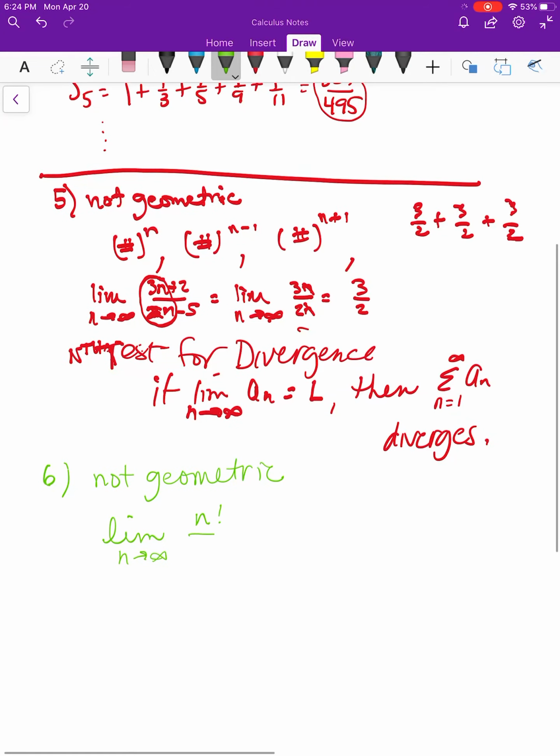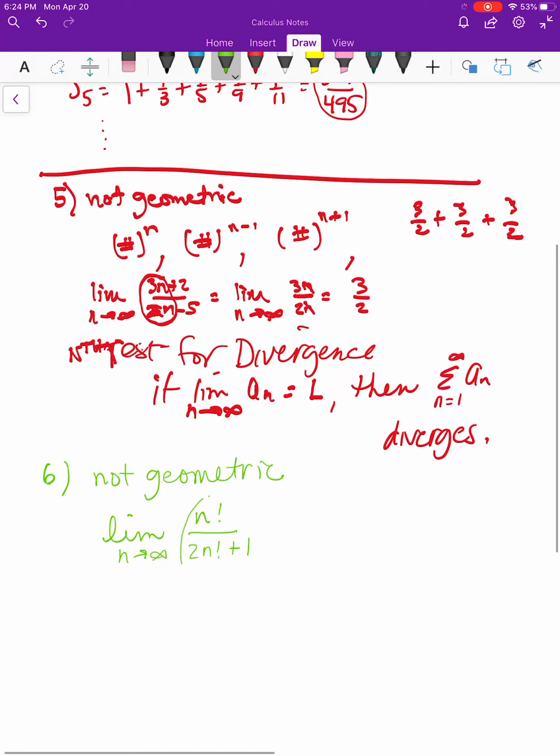Number 6 is also clearly not geometric. Okay, it is not a number to an nth power. So again, really all we have right now is the nth term test for divergence. So we're going to look at this sequence. And again, this is so strong that your plus 1 in the denominator is not going to matter.